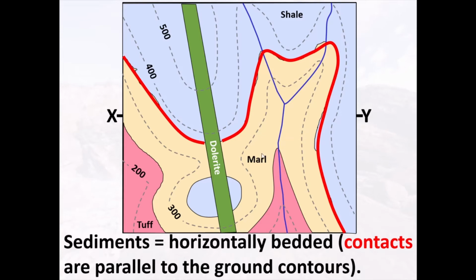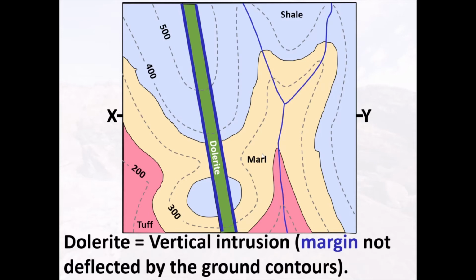If you compare that though to the contacts of the dike, you can see that the dike contacts cut through the ground contours, and further those contacts are not deflected, they don't bend around the landscape at all, they continue in a linear fashion, and it's this sort of outcrop pattern that tells us that that dolerite dike must be vertical.